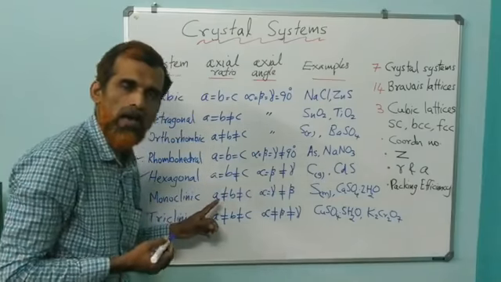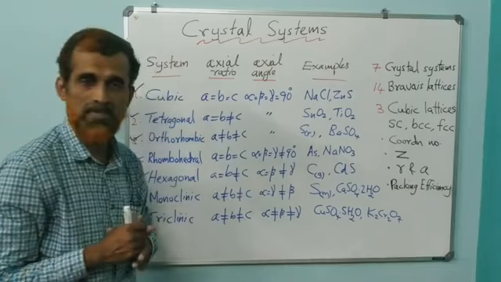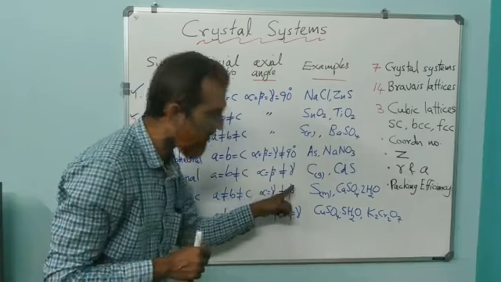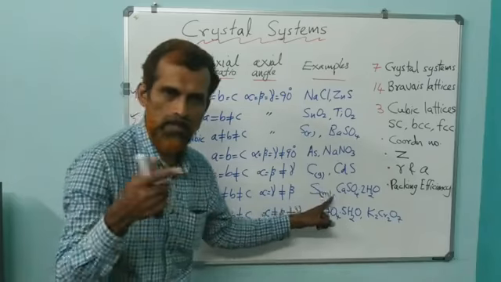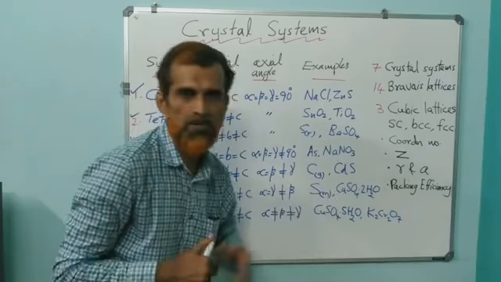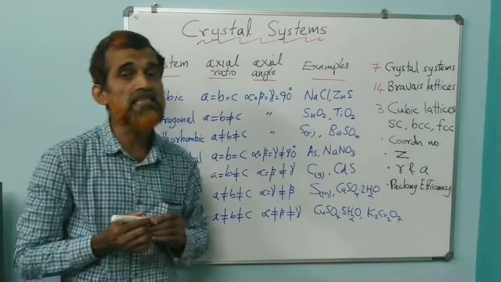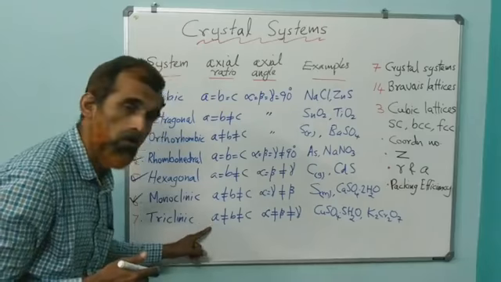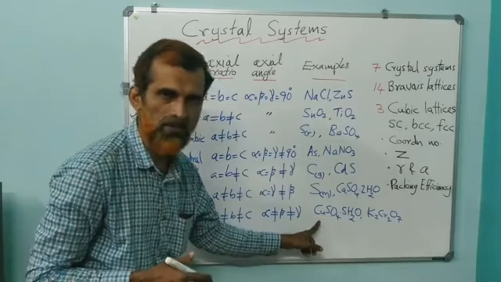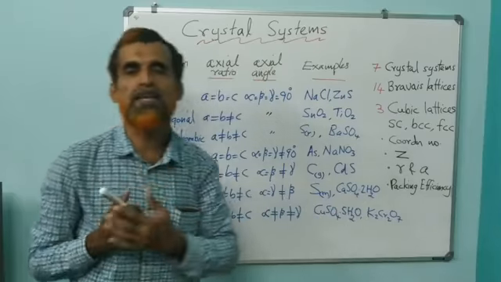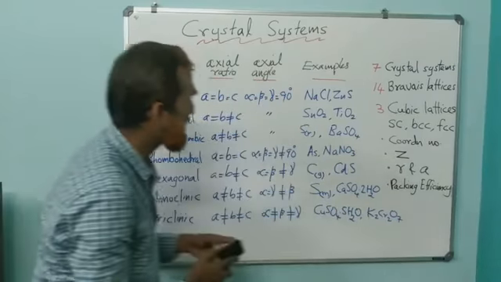All axial intercepts are unequal, a ≠ b ≠ c. Angle is alpha = gamma ≠ beta. This is monoclinic sulfur, the other allotrope of sulfur, and calcium sulfate 2H2O. And finally it is triclinic, the least symmetric crystal system. All are unequal. It's very easy to remember. An example is copper sulfate 5H2O, potassium dichromate, etc. So these are the 7 crystal systems.